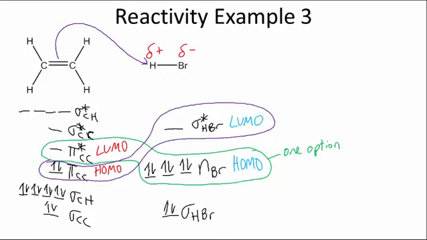If I think about what sigma star HBr looks like, it's going to have a big lobe on hydrogen and then a small lobe on bromine. So we're going to attack the hydrogen. Since I'm donating electrons into an antibonding orbital, what's going to happen to the HBr bond? It'll break.